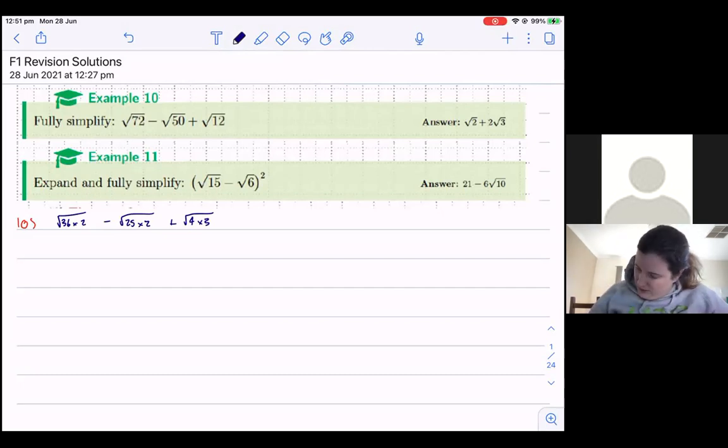Okay, so 36 and 2, that becomes 6 root 2 because we square root the 36, but we can't square root the 2. Take 5 root 2 plus 2 root 3 because the square root of 4 is 2. Now these two can go together, but the 2 root 3 can't. So we've got 1 root 2 or just root 2 plus 2 root 3.